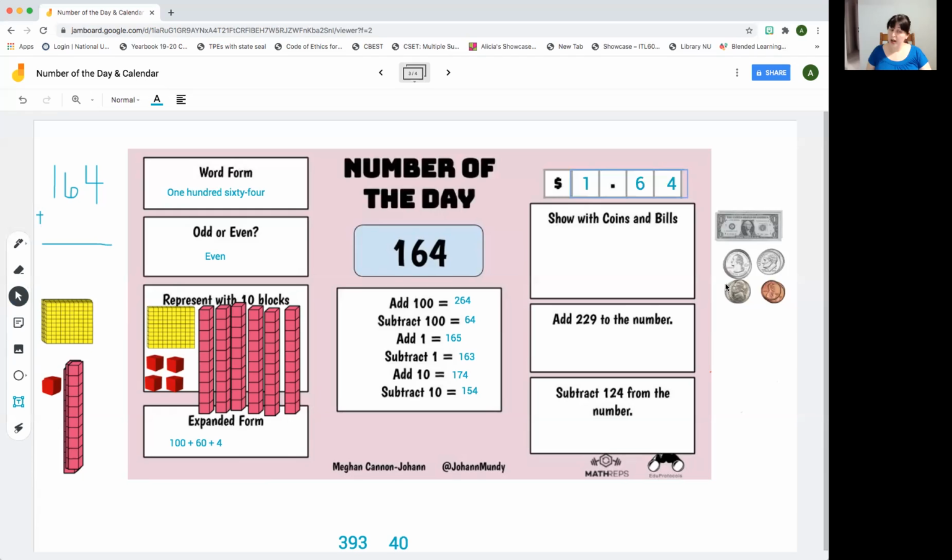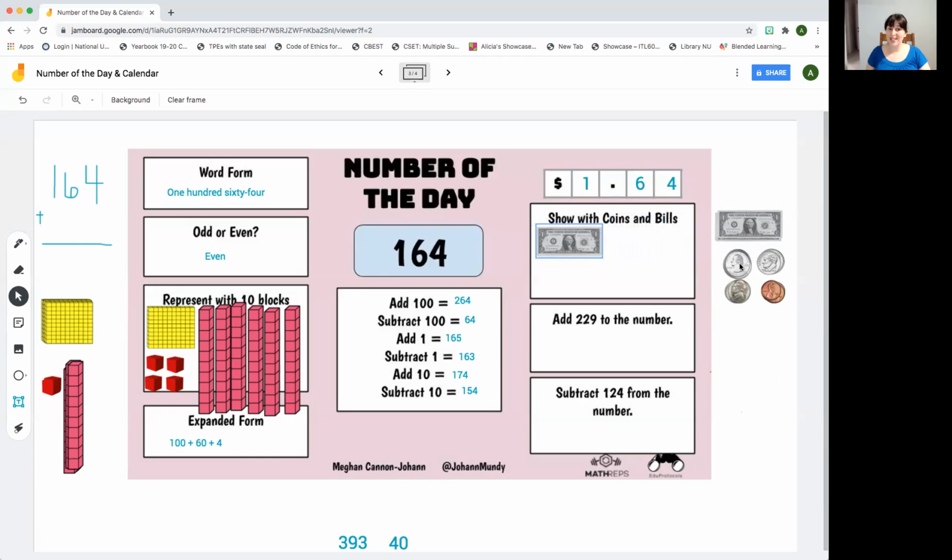And remember, you can be creative. You don't have to match mine on your Jamboard. You can have a different dollar amount. So I'm going to go ahead and use the higher dollar amount. So I'm going to start with my dollar. Remember, I have quarters, dimes, nickels, and pennies. So this equals $1 or 100 cents.